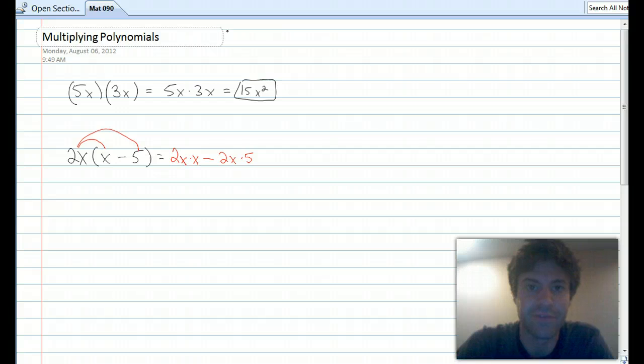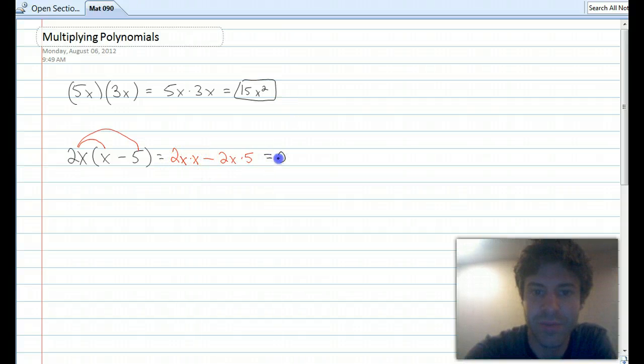Now you don't necessarily have to write that out every single time, but just to describe what we're doing, I did. 2x times x is just going to be a 2x squared minus 2 times 5 is 10, and we just have an x left over.